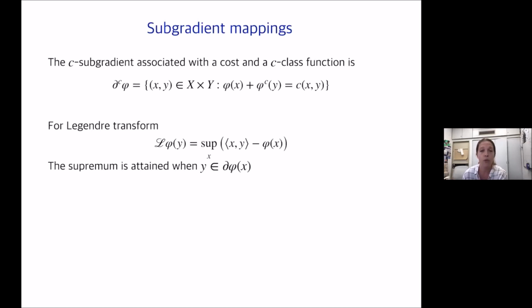Okay, so for Legendre transform, this is just a modification of it, so it's like asking where the supremum is attained. And it's very easy to check where the supremum of the Legendre transform is attained. It's not always attained, but when it is attained, it's attained exactly when y is in the subgradient of phi at x. So this is why we call it the c-subgradient, because for the classical cost, this is really a modification of the usual gradient or subgradient.